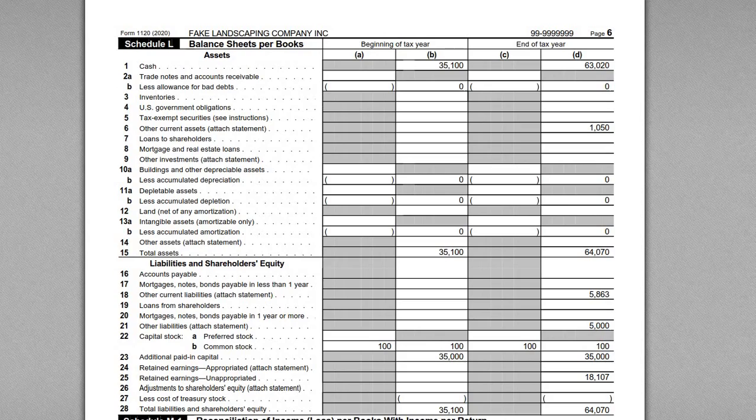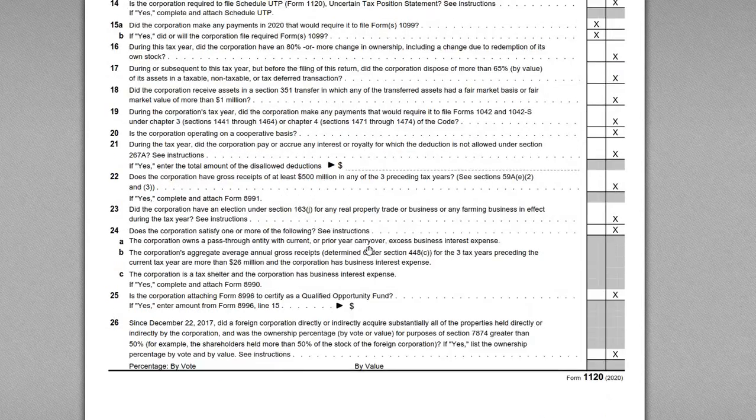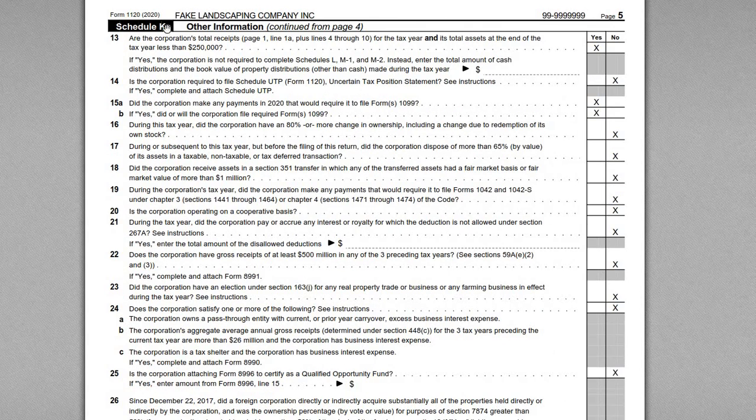And we find this question on Schedule K. If we come up here to Schedule K, question 13 for the 2020 tax form, are the corporation's total receipts for the tax year, and its total assets at the end of the year, less than $250K? In this case, it is yes. So our corporation does fall within that range. And if yes, it says it's not required to complete L, M1, and M2. Instead, you can just enter the total amount of cash distributions here.